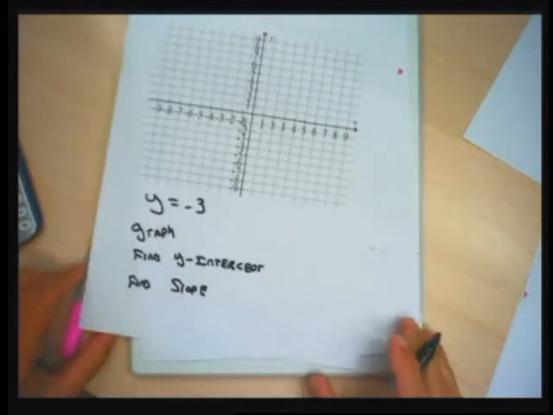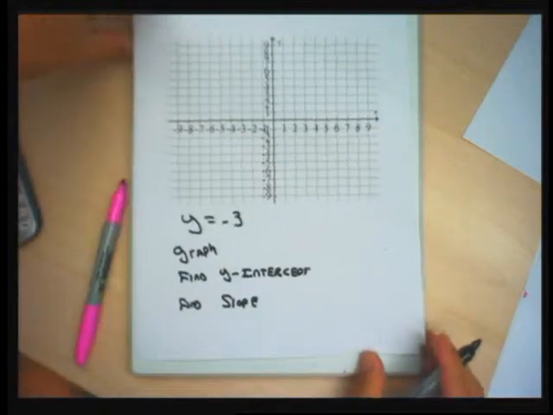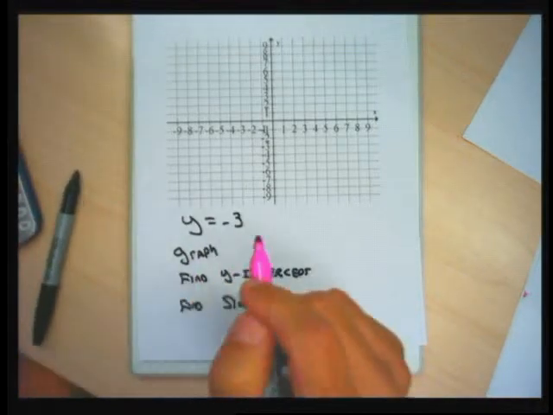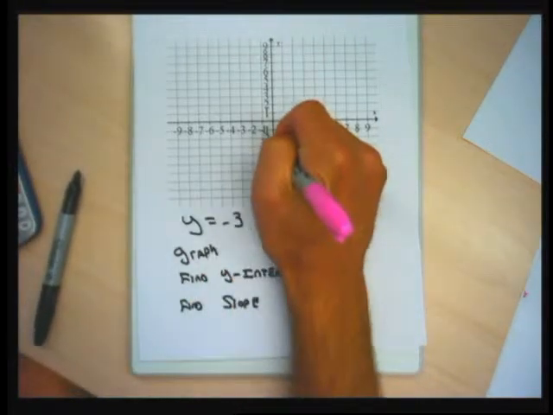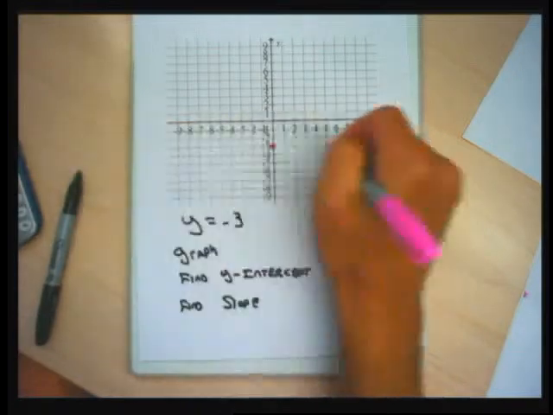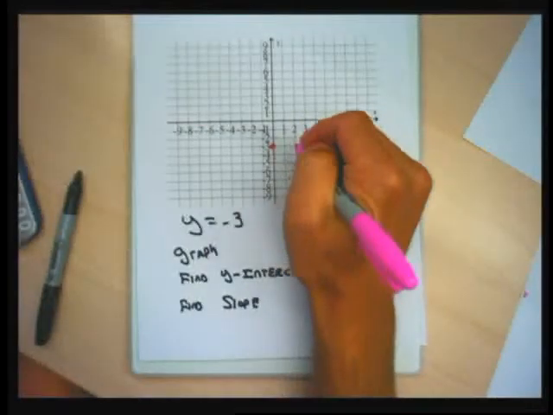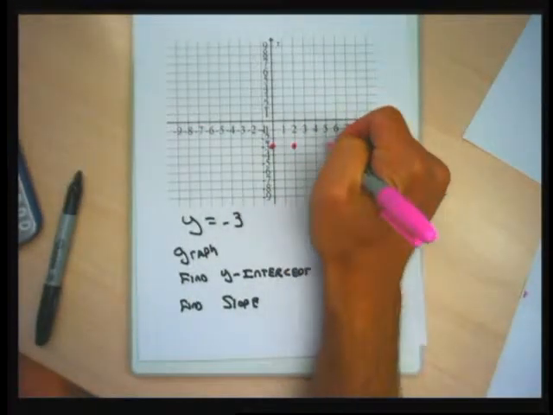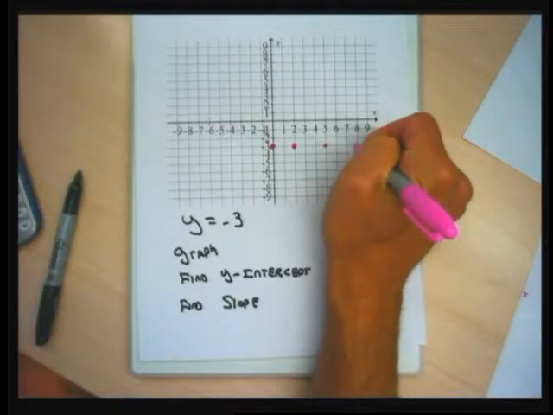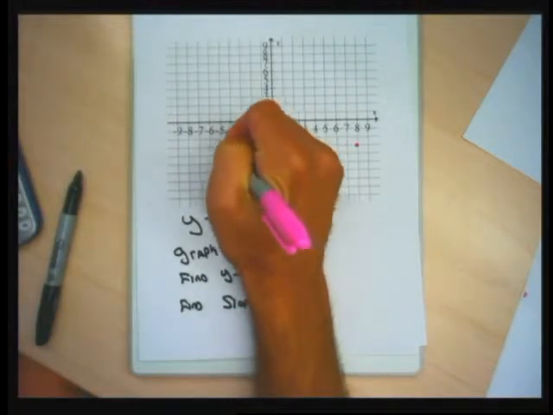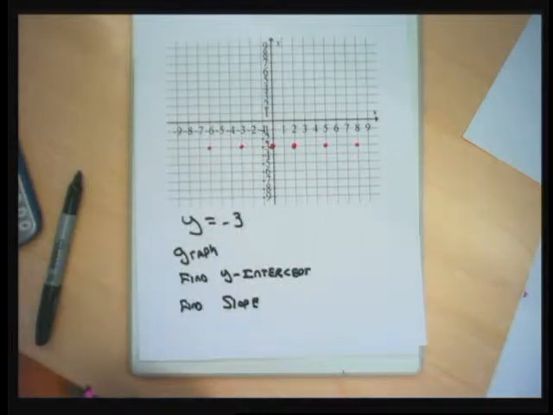Because the equation is missing an x, it's easy for me to graph. I'm just going to go to the y-axis and find negative 3, and make a bunch of points on negative 3. It doesn't matter which points I make, but I'm just going to randomly draw a bunch of points. 2 is all you really need, but I'm doing way more than 2. These are all points on the line y equals negative 3.